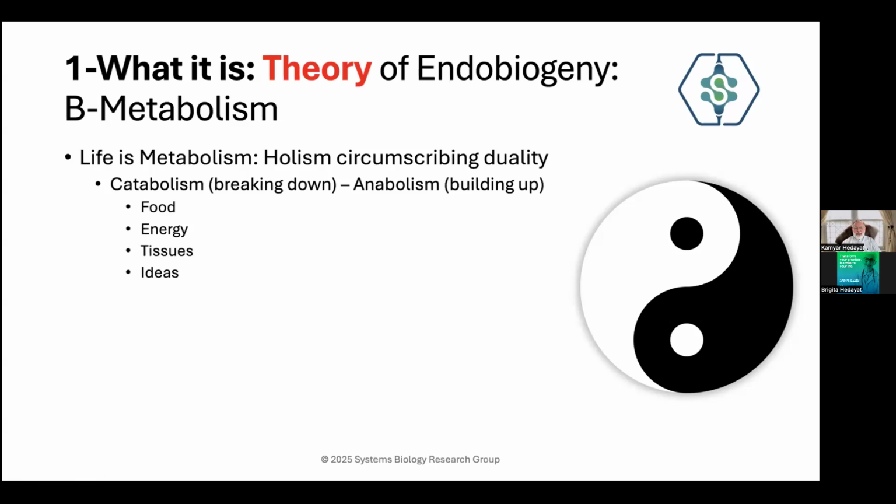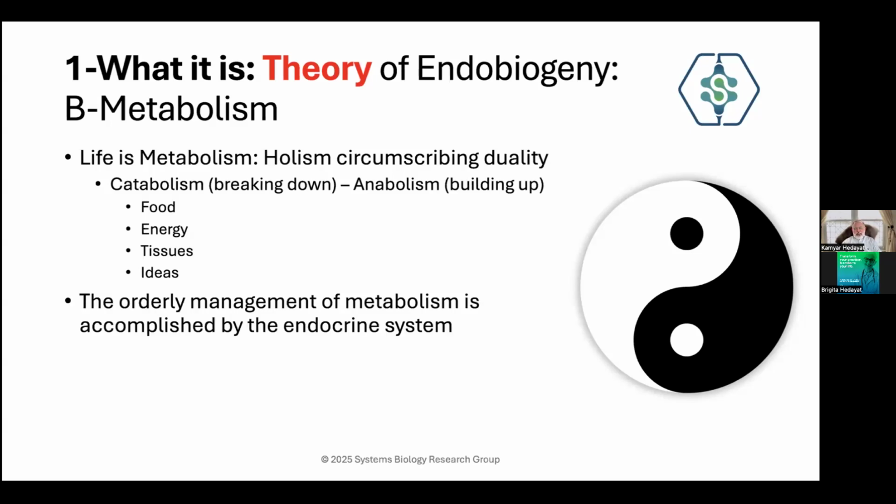Metabolism is about the intake, transformation, utilization, and removal of food and energy and how it affects the material integration and maintenance of cells and tissues and organs. And even the concept of metabolism can also be applied to ideas, to thought, to what the central nervous system is doing, because there is deductive and inductive reasoning. And this concept of metabolism, of catabolism and anabolism, is fractal. It applies to all levels of life as we know it.